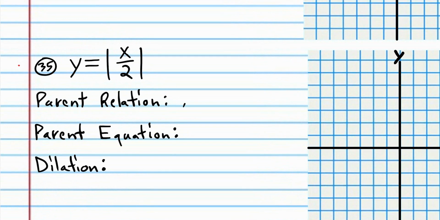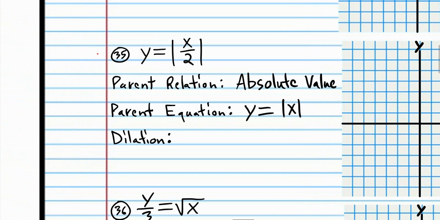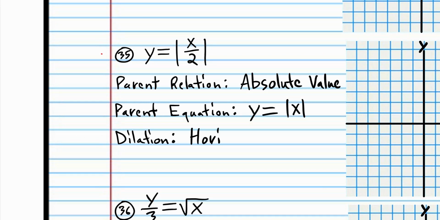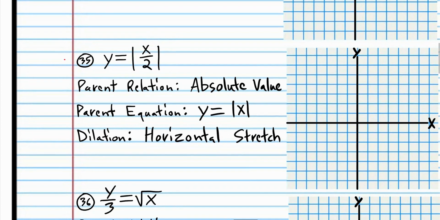This is obviously the absolute value parent relation, and y is equal to absolute value of x is the parent equation. And this is a horizontal dilation because we're doing something to x. But this is different. What's different about this? Well, we're dividing x. In all the previous problems, we were multiplying. Multiply y or x, but now we're dividing. So it's a horizontal stretch. Not a compression, it's a stretch. Whenever you divide x or y, it stretches the corresponding graph.